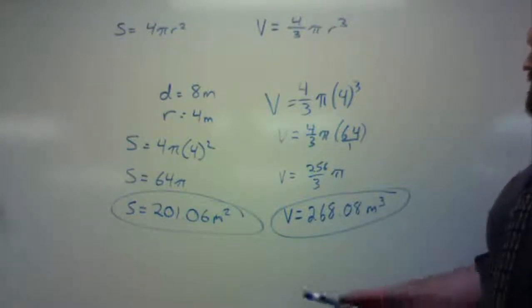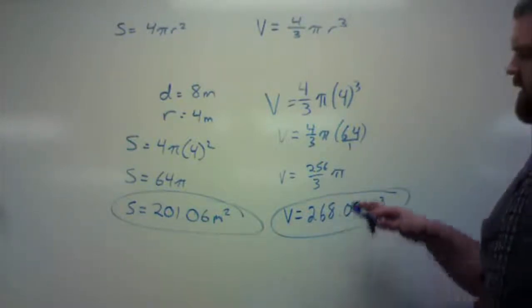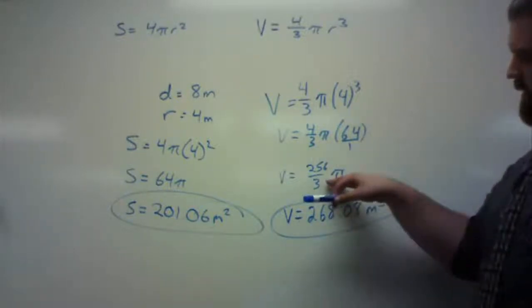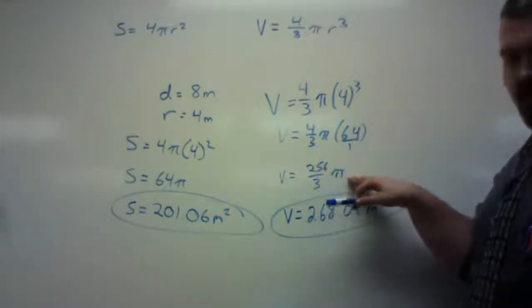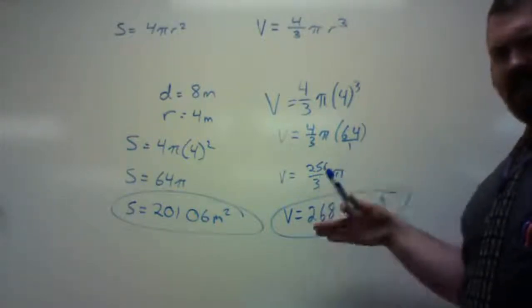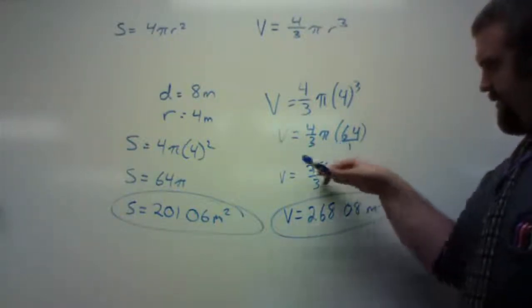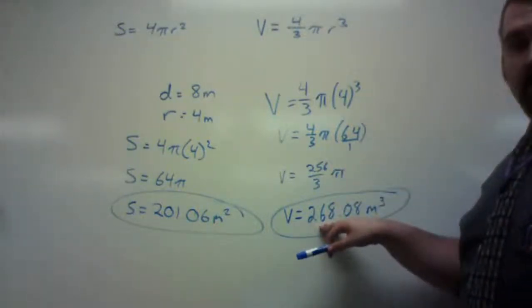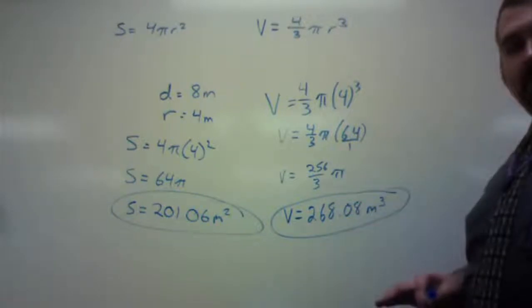Also, let's do something that's a quick check. If I wanted to know if I was in the ballpark with my answer, if I multiply by a number real close to 3 and divide by 3, won't that kind of cancel out? So if I multiply by 3 and divide by 3, I should get a number real close to 256. I did. My answer is reasonable.